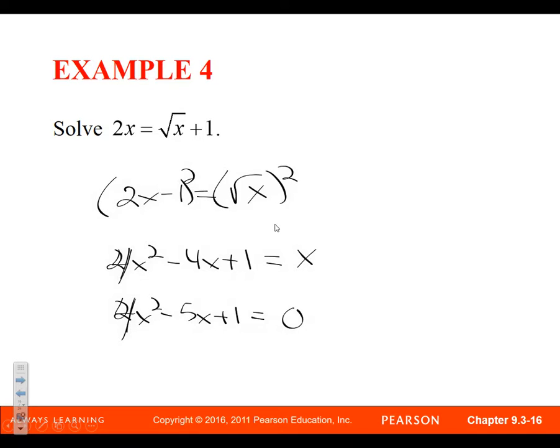So there you go. Then you throw that into the quadratic, but make sure that you isolate that radical before you try to square it. Otherwise, it's going to make it nastier for you, and you're still going to end up with a radical in there.